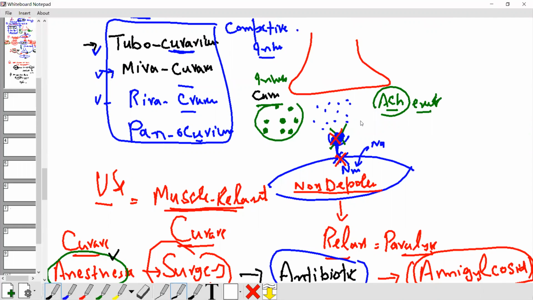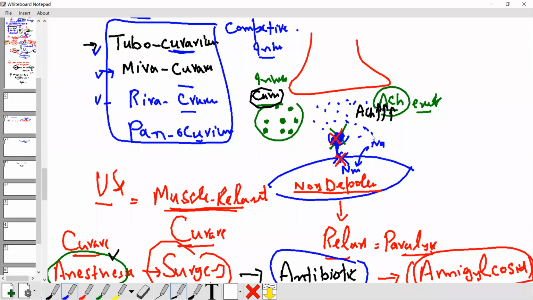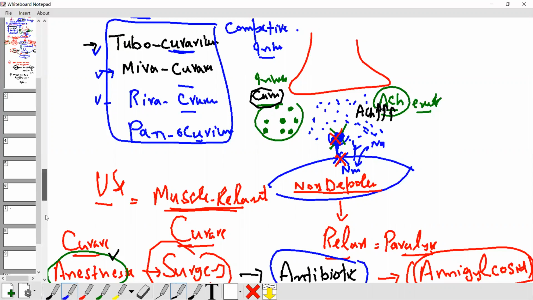You must increase acetylcholine. Understand? Because there will be competition between Curare and acetylcholine. If you increase acetylcholine, then who will win? It depends upon concentration. If acetylcholine is high in number, then acetylcholine attaches with the receptor. If the Curare number, this drug number, is high, then Curare will attach. So how can you reverse? Increase acetylcholine.